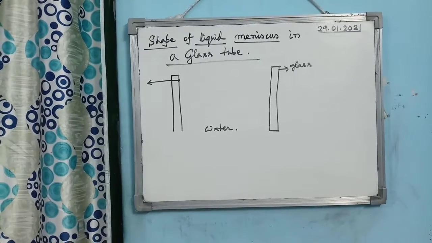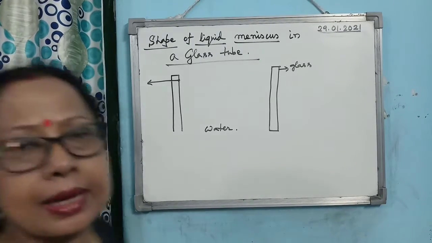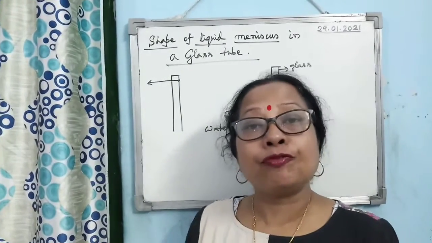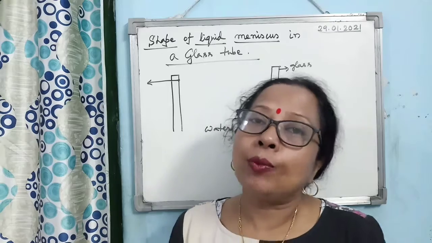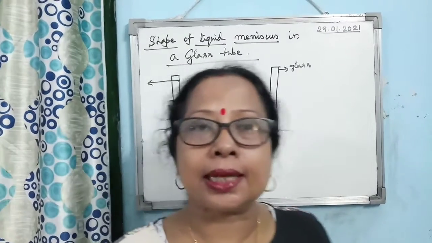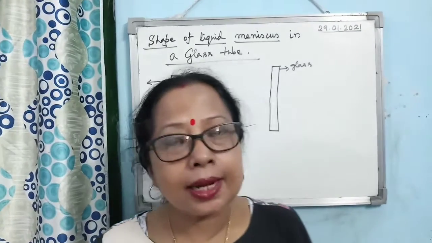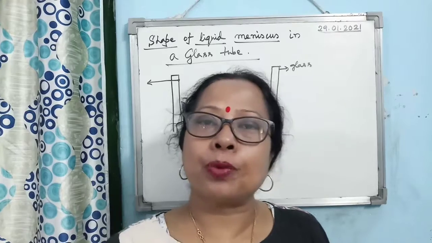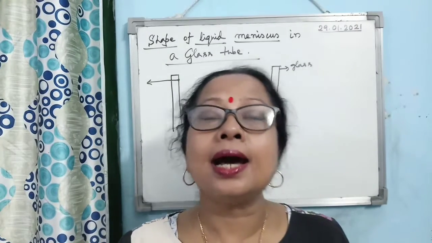Next comes the concept of the shape of the liquid meniscus. Alright, liquid meniscus means what? The shape of the free surface of a liquid, because you know that you cannot take a liquid without any container, without any tube, isn't it? So you have to take the liquid in a certain container. Suppose you have taken water in a glass tube.